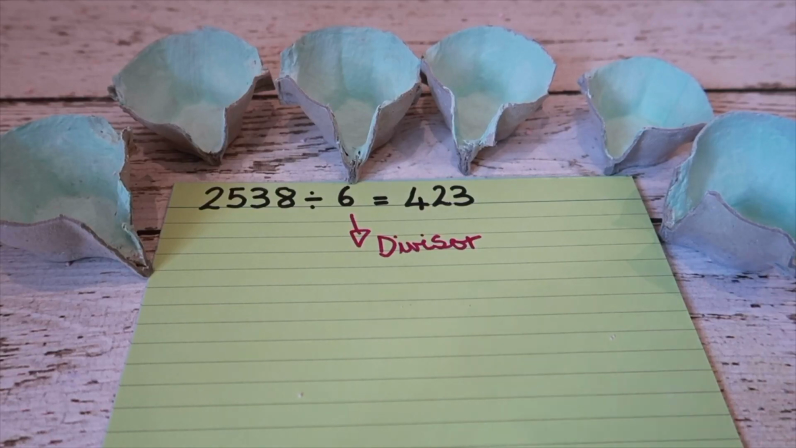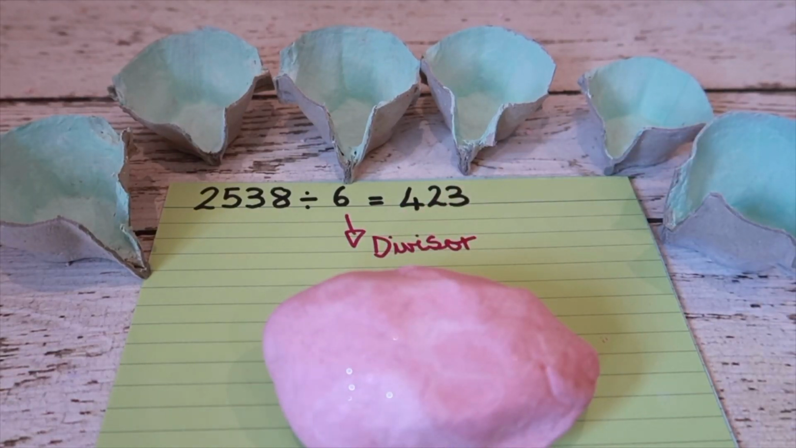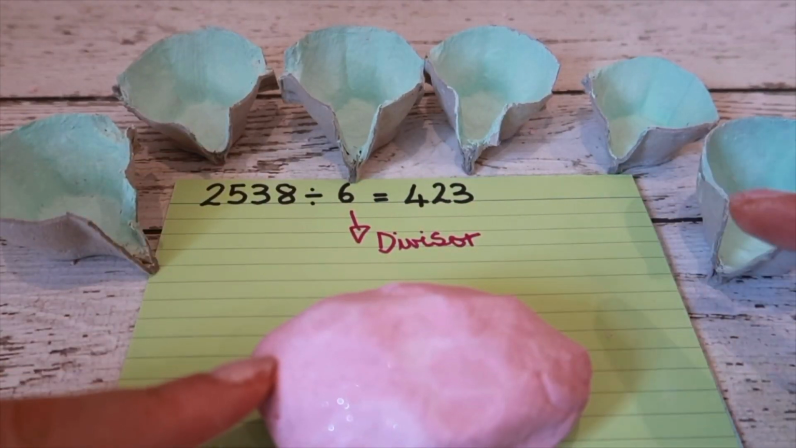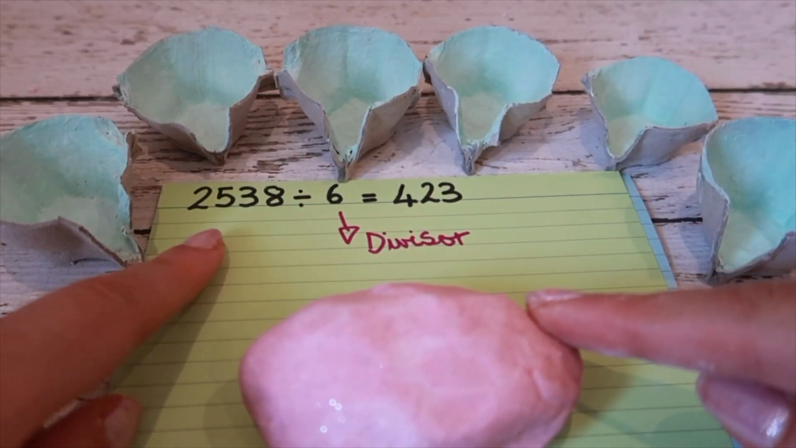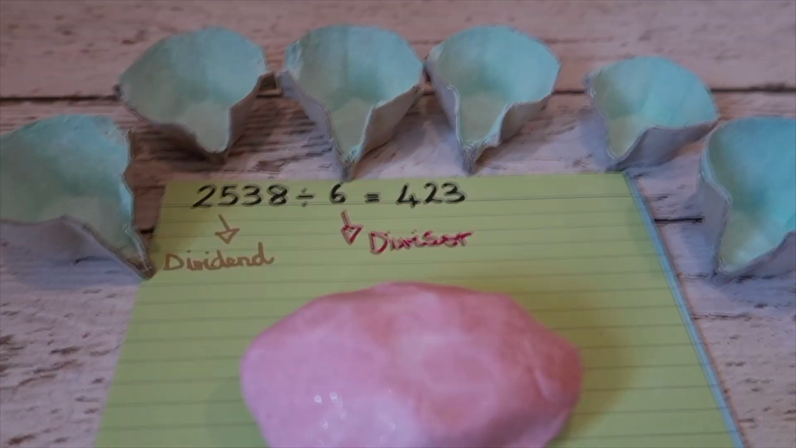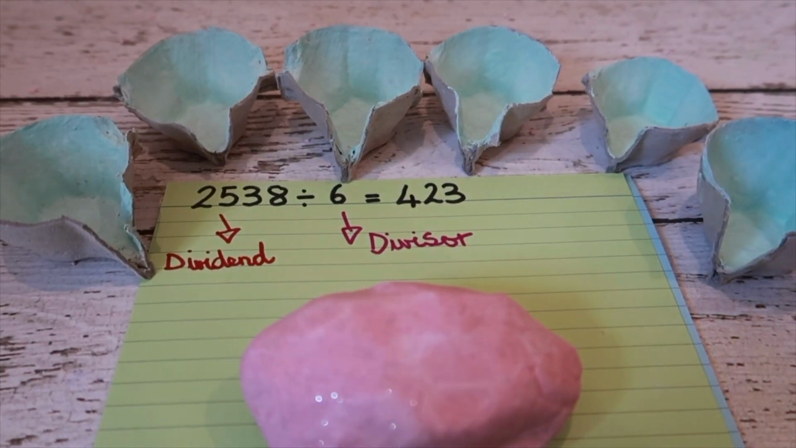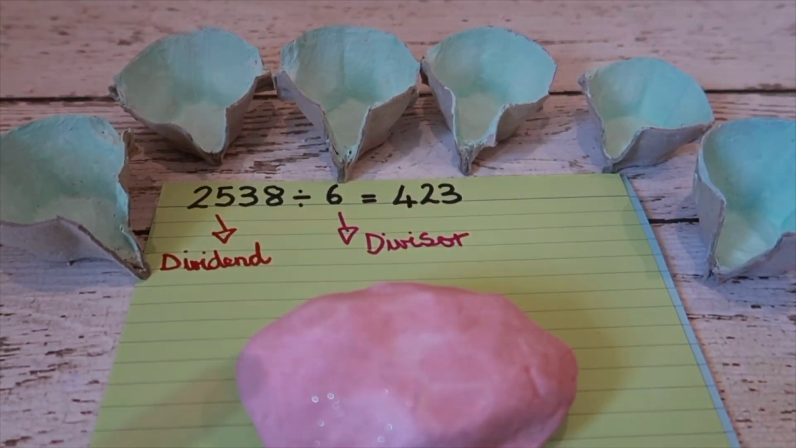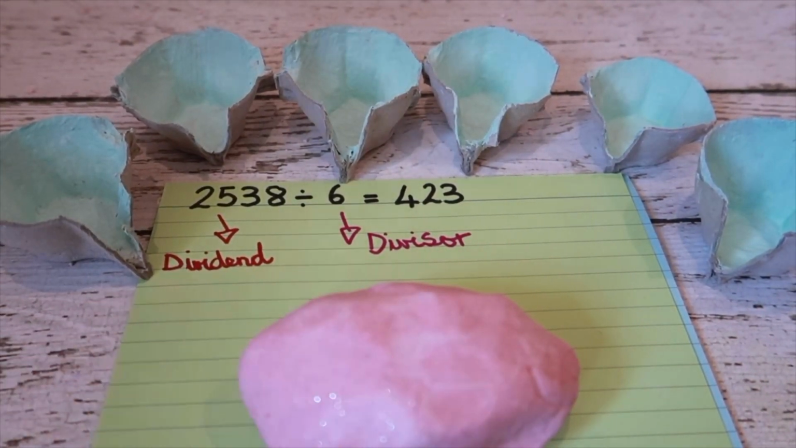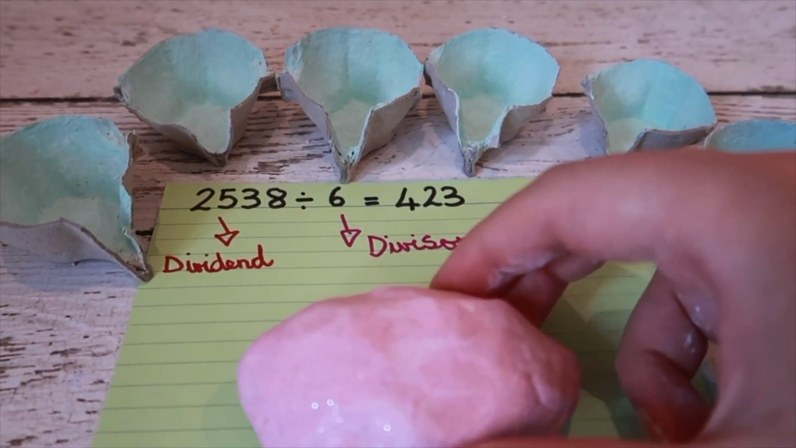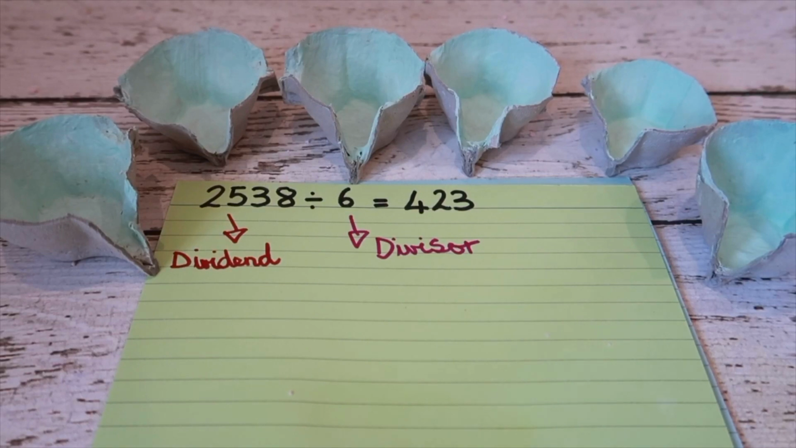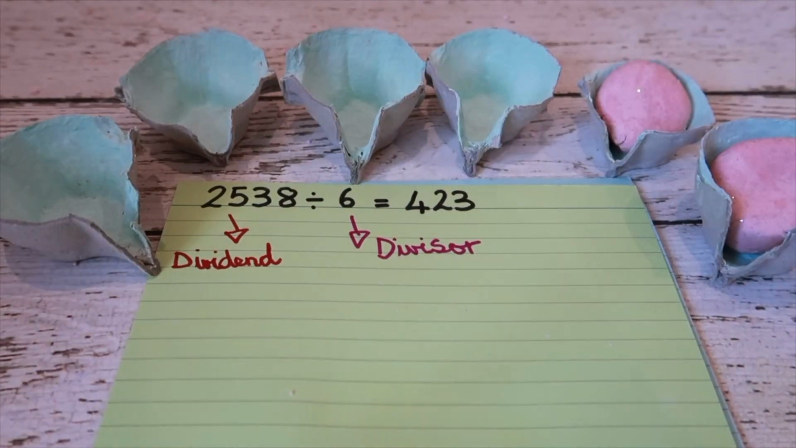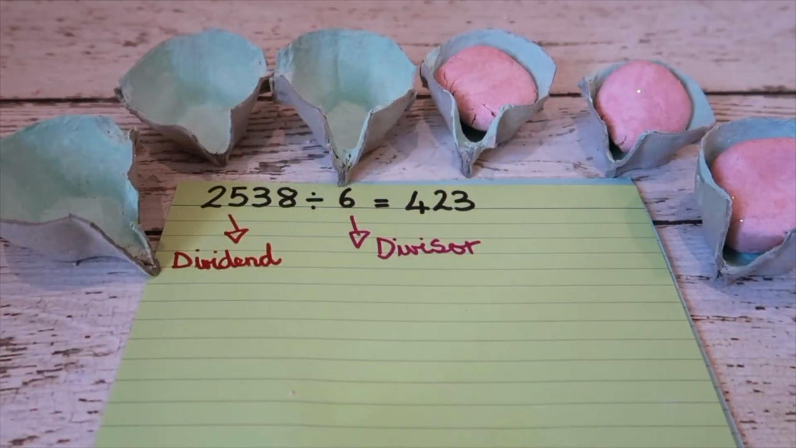And now I need my Play-Doh. And my Play-Doh is going to represent 2,538. And the Play-Doh here is what's going to be shared out into 6 groups equally, of course. So I need to find out how much Play-Doh to put into each group. So the Play-Doh is representing a dividend. So now you've learnt 2 words when we divide. So my Play-Doh is called my dividend, and my egg cartons are my divisors, how many groups I'm sharing it out into. Okay, so 2,538 divided by 6 is equal to, I need to know how much I'm going to put into each egg carton, and the answer would be 423.